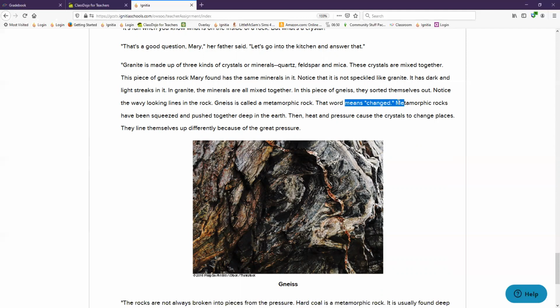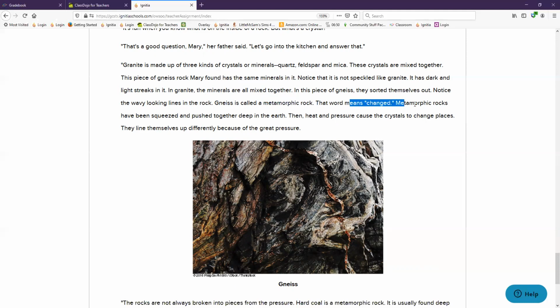That word means change. You may recognize the word metamorphic from metamorphosis. Do you remember hearing that word before, metamorphosis? That is what we call the process of a caterpillar turning into a butterfly. What happens to the caterpillar? Well, he changes. He doesn't change into a different kind of rock like rocks do, but he changes into a butterfly. Gneiss is a metamorphic rock.